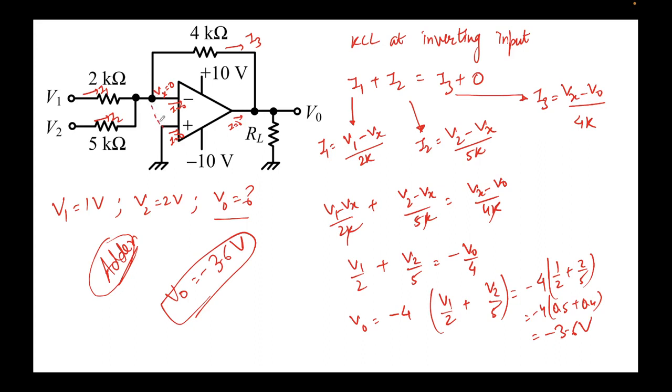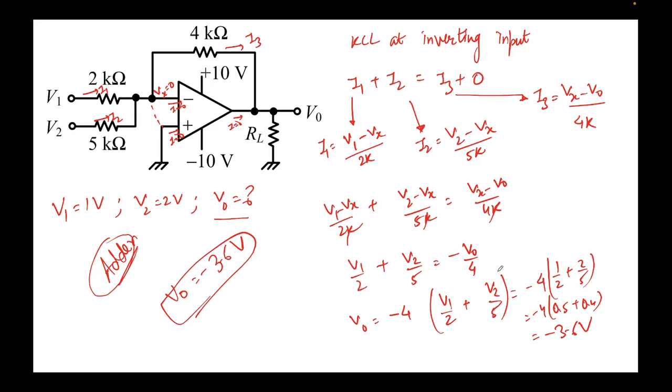So Vx will be the same voltage as this, which in this case is 0. I simply wrote KCL at the non-inverting terminal: I1 plus I2 equal to I3. I put Ohm's law to find the expressions for I1, I2 and I3. I put Vx equal to 0. V1 and V2 were given, so I simply can find out the value of V0.